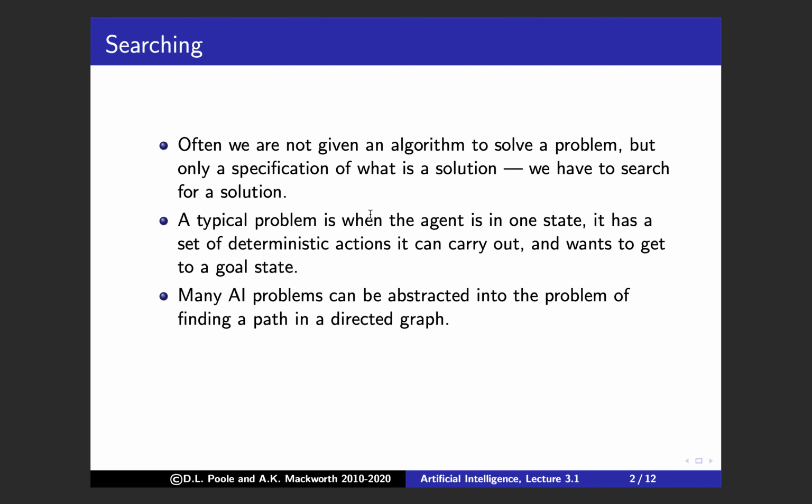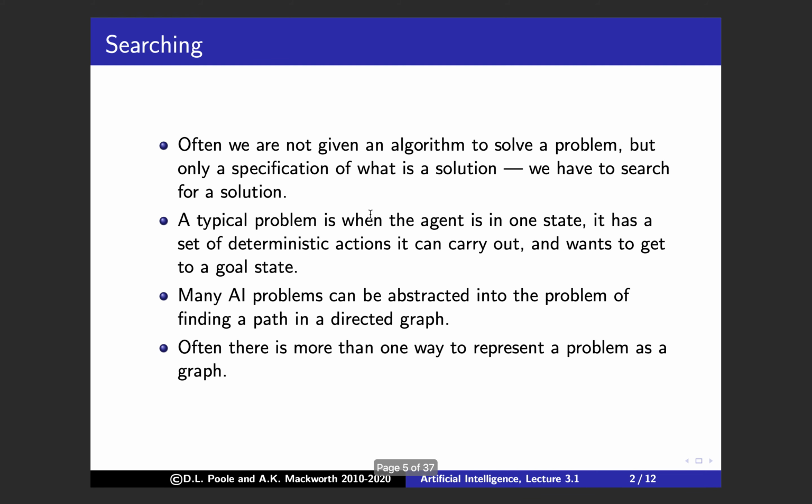And so what we're going to do is abstract this problem into finding a path in a directed graph, and we're going to map lots of other problems into this same problem so that we can use the same techniques all the time. So we're going to define a directed graph, map problems into that directed graph, and then work out different ways of solving path finding in directed graphs. That's how we're going to solve a number of different problems. And often there's more than one way to represent a problem as a graph. That's what we're going to look at today.